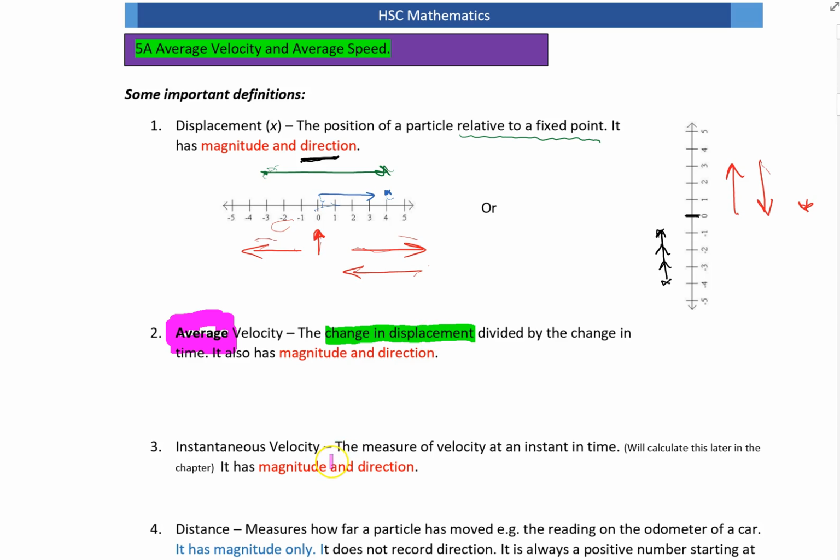Instantaneous velocity, then, is something that we need our calculus to measure for us. And again, because it's velocity, obviously it'll have magnitude and it will have direction. So it'll be a plus or a minus. The direction is this plus or minus, and magnitude would be the size.